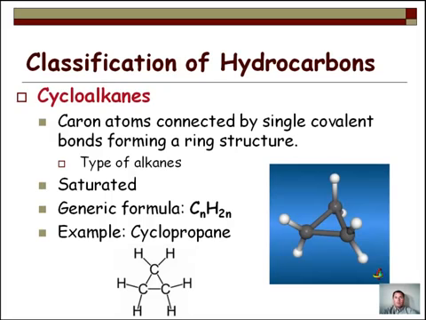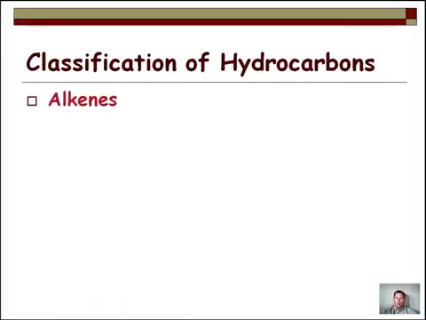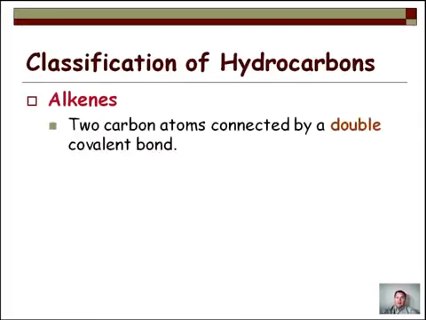The final group we're going to talk about are alkenes. In alkenes, what we see is that 2 carbon atoms are connected by a double covalent bond. So they're sharing 2 pairs of electrons. They're unsaturated, we call them, because they don't contain the maximum number of hydrogens possible.